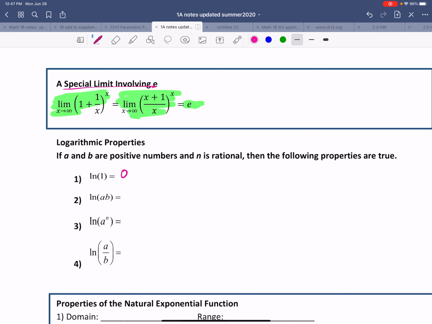So, logarithmic properties. Natural log of 1 is equal to 0. Natural log of a times b, we can write as natural log of a plus natural log of b. Natural log of a to a power, we can pull the exponent out in front. If we have the natural log of a quotient, we can write it as natural log of a minus natural log of b.